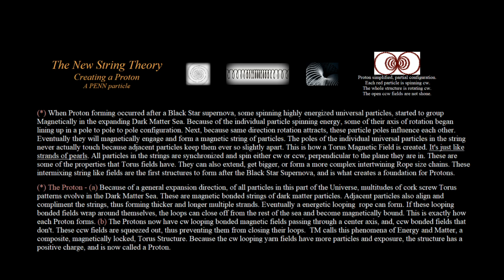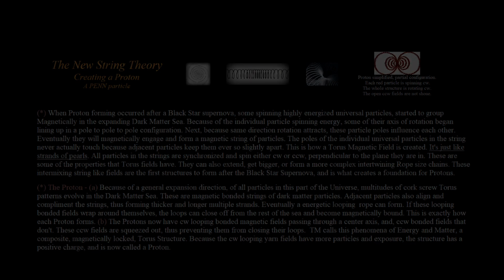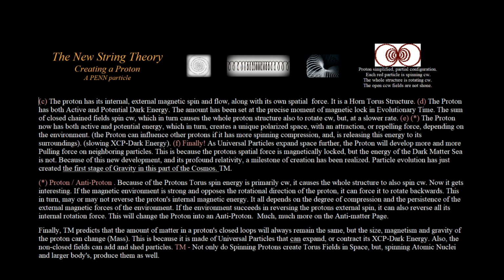Because the CW looping yarn fields have more particles in exposure, the structure has a positive charge, and is now called a proton. C. The proton has its internal, external magnetic spin and flow, along with its own spatial force. It is a horn torus structure. D. The proton has both active and potential dark energy.